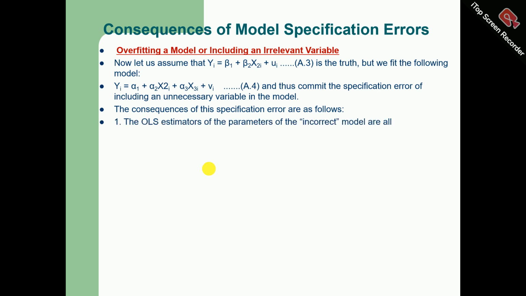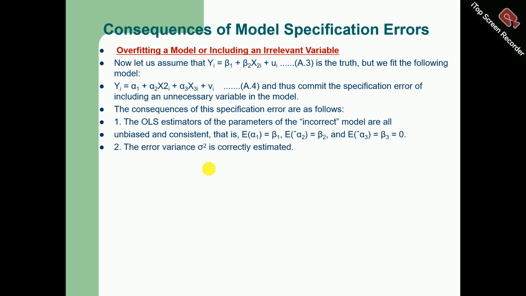The first consequence of committing the overfitting model is that the OLS estimators of the parameters of the incorrect model are all unbiased and consistent. That is, the estimated value of alpha 1 hat is equal to beta 1, the estimated value of alpha 2 hat is equal to beta 2, and the estimated value of alpha 3 hat is equal to beta 3, which is equal to 0. The error variance sigma square is correctly specified and estimated, and the usual confidence interval and hypothesis testing procedures remain valid.